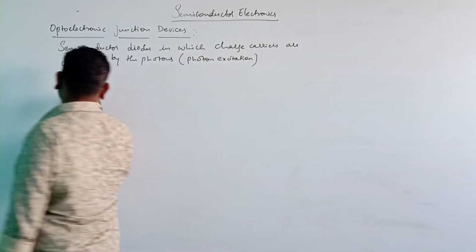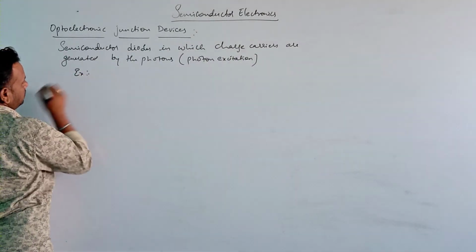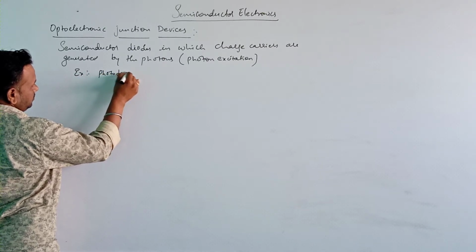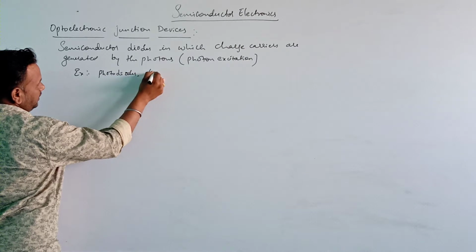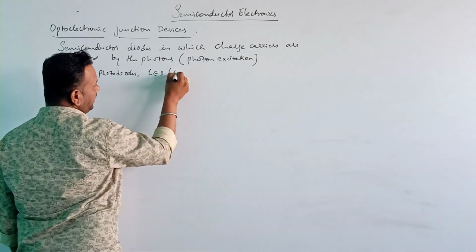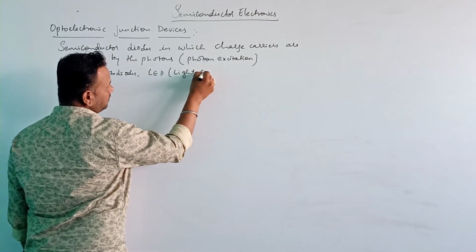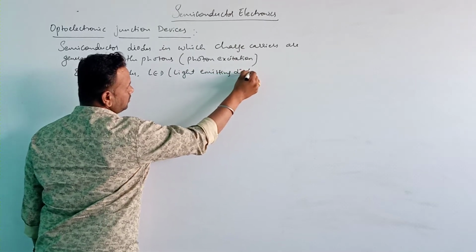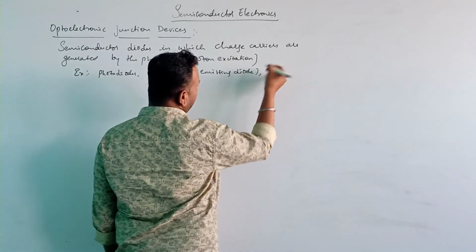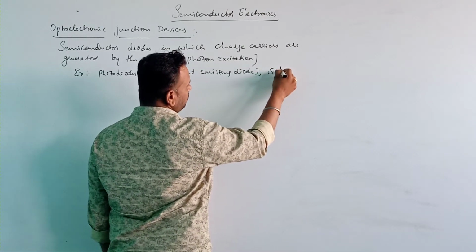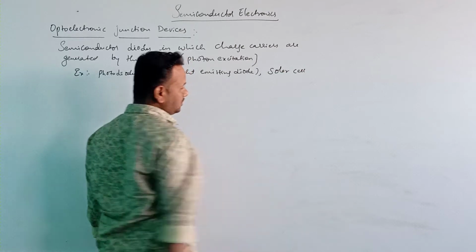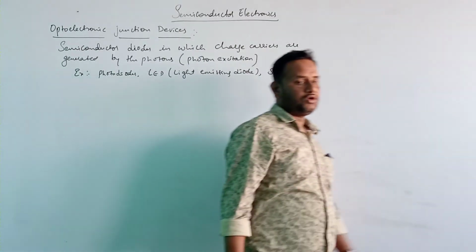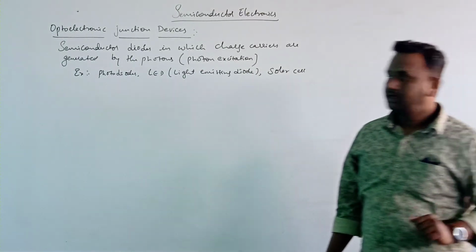Examples: photodiodes, LED, that means light emitting diode, and photovoltaic cell, or you can also call it a solar cell. So these are the examples of optoelectronic junction devices.